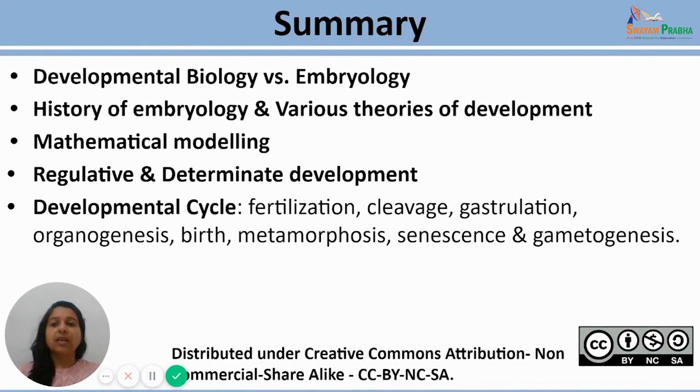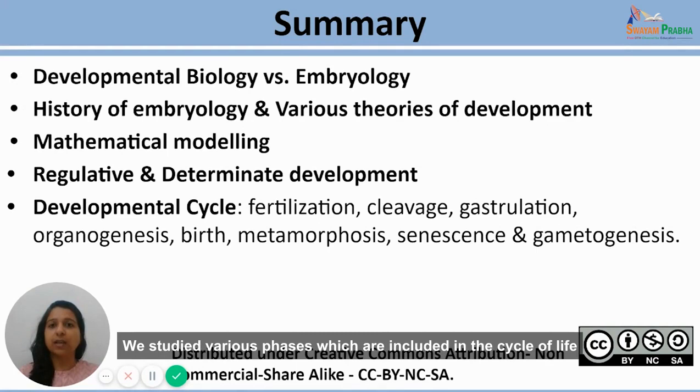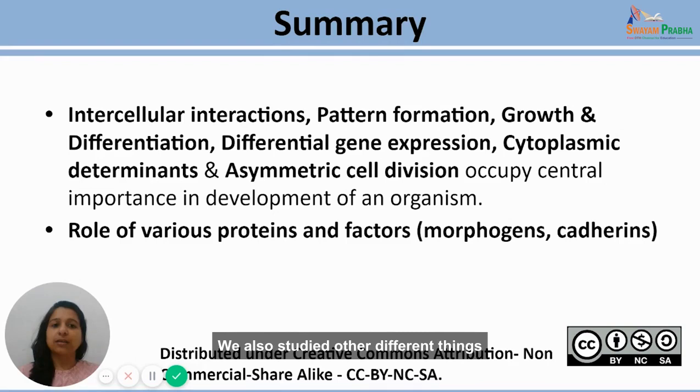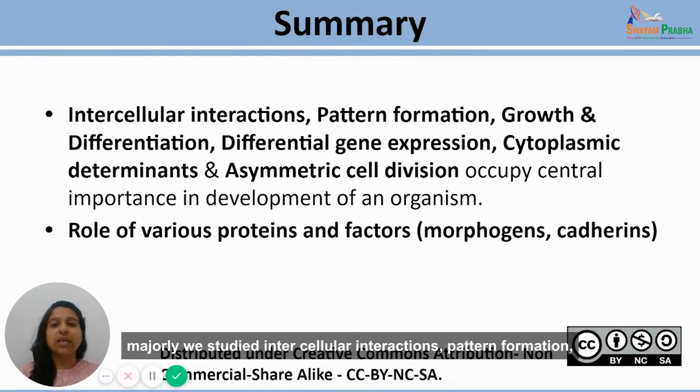We also studied regulative and determinate development and also the developmental cycle. We studied various phases which are included in the cycle of life, including fertilization, cleavage, gastrulation, organogenesis, birth, metamorphosis, senescence, and gametogenesis. We also studied other different things which have an importance in the development of an offspring. Majorly, we studied intercellular interactions, pattern formation, growth, development, differentiation. Then we studied differential gene expression, how it takes place, then what are cytoplasmic determinants and their role in asymmetric cell division. And side by side, we studied the role of various proteins and factors. Predominantly, we focused on the morphogens, the cadherins, and we also studied the role of various proteins which are helpful in determining the axis of the body.